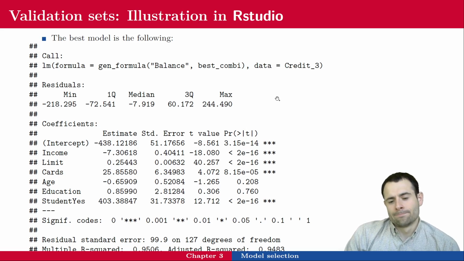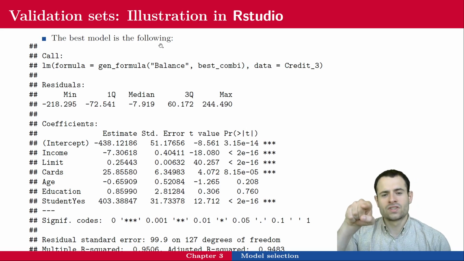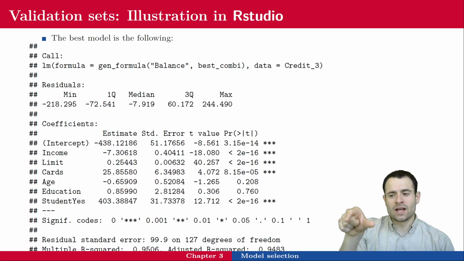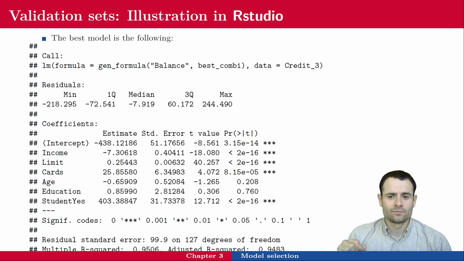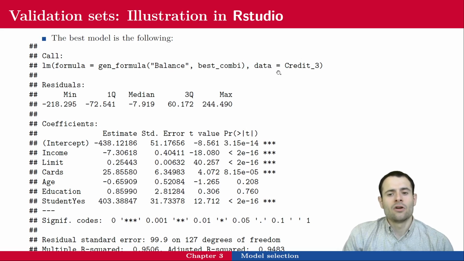In my code, I called it best combi for best combination. So I generated a formula. I made this function to obtain this formula, with the tilde, y tilde x1, x2, x3. I used it to assemble all the best variables. I used credit 3, the third data set here, to see how that best formula is doing on an external data set.